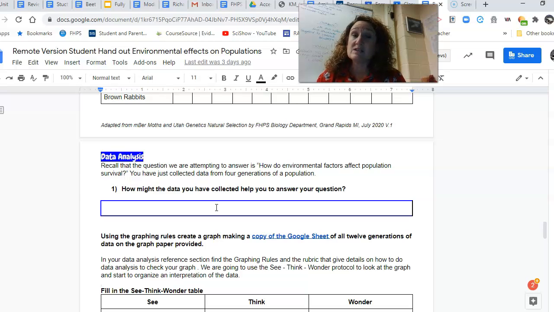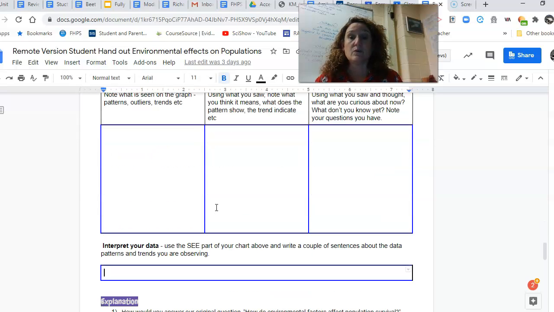Your graph needs to be a line graph with generations across the bottom, and you'll have 2 lines, one for the white rabbits and one for the brown rabbits, with the population of rabbits on the side. Don't forget to follow your graphing rules, so you've got a really good descriptive title, and you've got your label on the 2 axes.